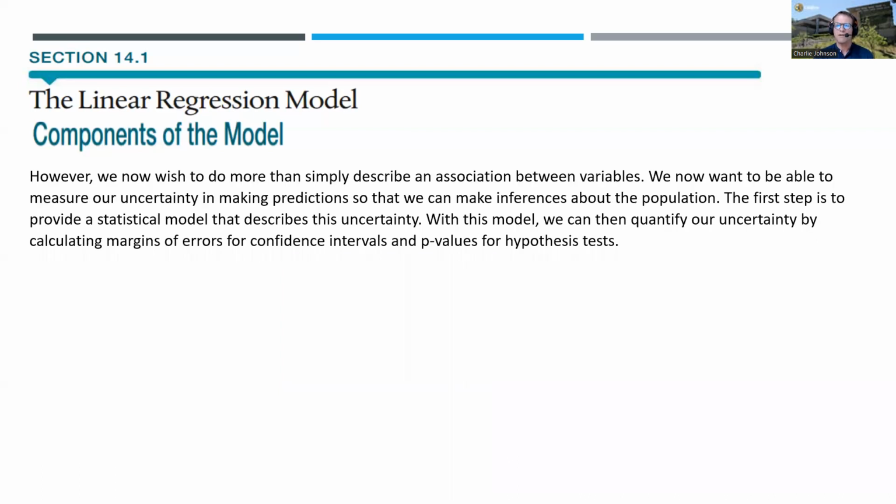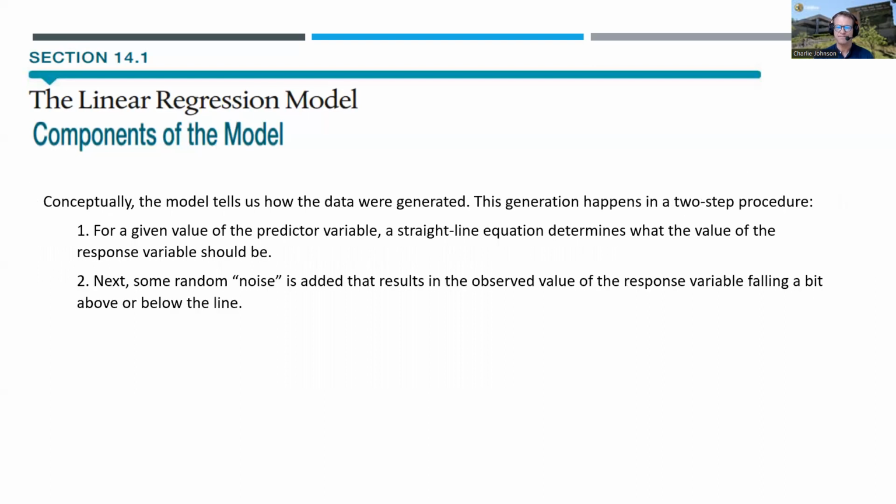However, we now wish to do more than simply describe an association between variables. We now want to be able to measure our uncertainty in making predictions so that we can make inferences about the population. The first step is to provide a statistical model that describes this uncertainty. With this model, we can then quantify our uncertainty by calculating margins of error for confidence intervals and p-values for hypothesis tests.